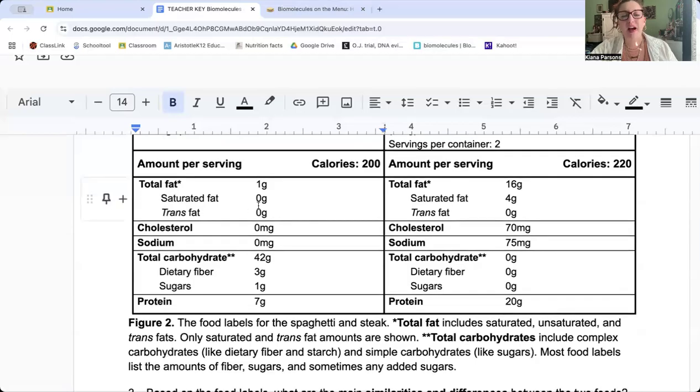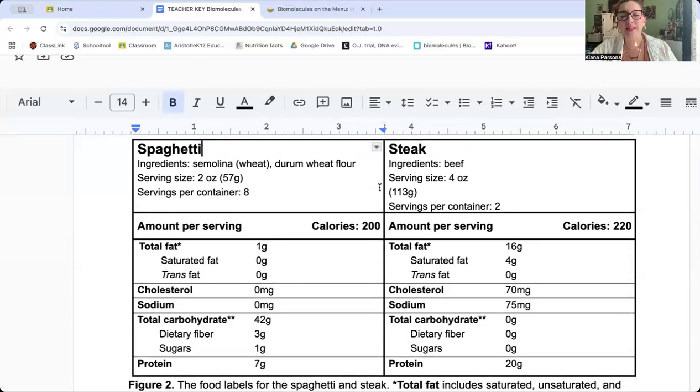So let's compare the fat content. For those 200 calories, you get 1 gram of fat in the spaghetti, where you get 16 grams of fat in the steak. 4 grams of that fat are saturated fats, which are going to be the fats that are solid at room temperature, like butter. And trans fats are also not healthy for the body. And so you'll see those listed on menus as well.